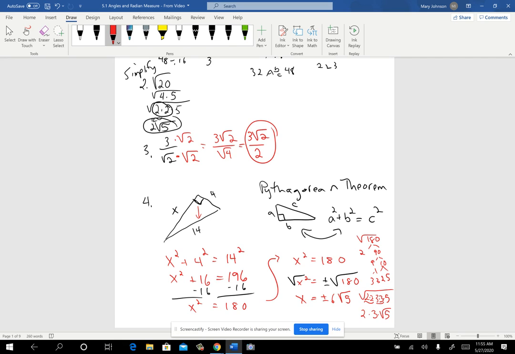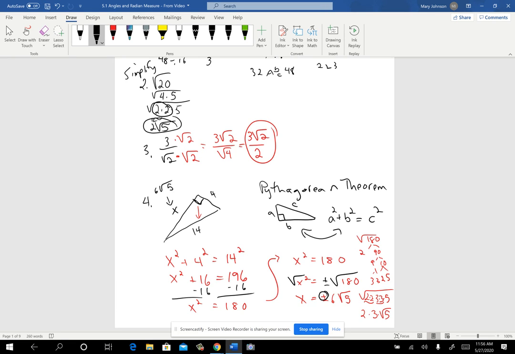Okay, and then because we're looking at the lengths of the sides of triangles, we really don't need the negative one, only the positive one makes sense. So this side right here would be 6 square root of 5. Okay, and that can be typed in so you can see what the decimal is for that, but most of the time they're going to want it like that, simplest radical form.